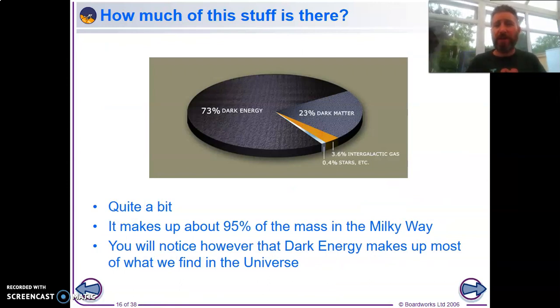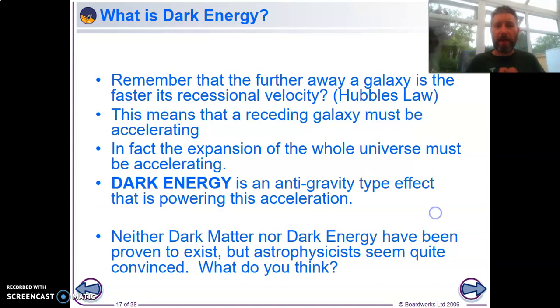There must also be a huge amount of something called dark energy. And dark energy is a sort of anti-gravity effect that helps power this acceleration that allows redshifts to take place. Now, neither dark matter nor dark energy have currently been proven to exist. Very, very recently, in the last week or so, some evidence for dark matter has been uncovered at CERN. Feel free to have a look at that. But astrophysicists seem to think this is a fairly plausible explanation of how the universe behaves the way it does. But at the moment, that's all it is. It is just a theory.